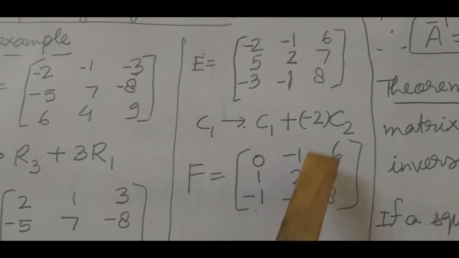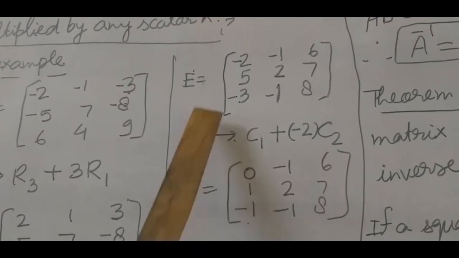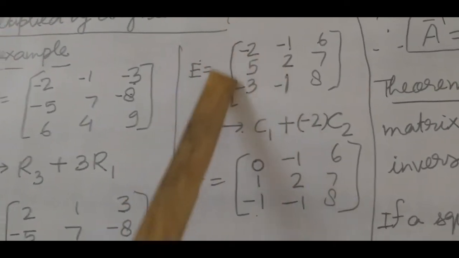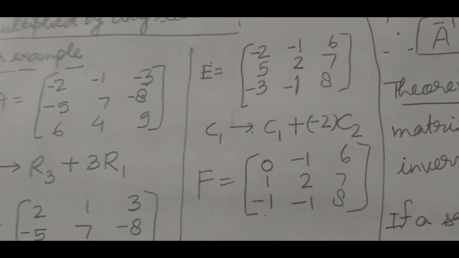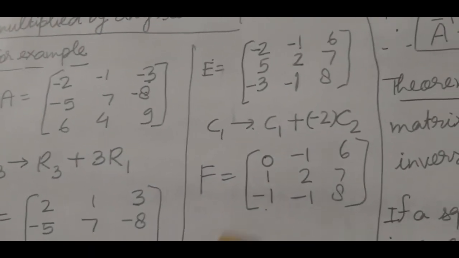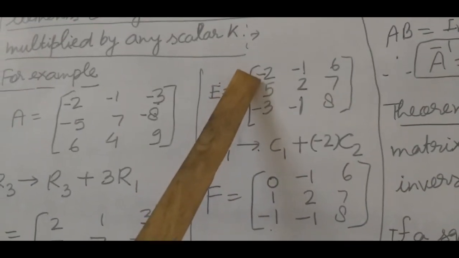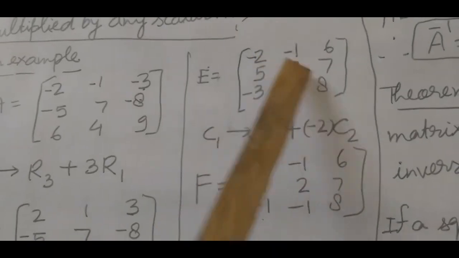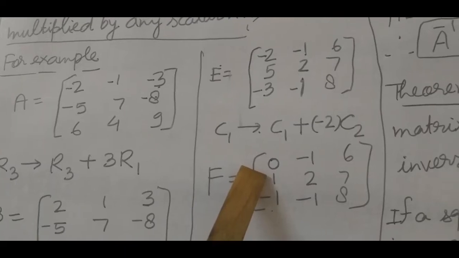Why are we doing this? Why are we using these operations, students? To make the value simplified. We can change the value according to our requirement. So C1 plus minus 2 C2. So students, you can see C1 value 2 minus 2 plus minus 2 into minus 1. So minus 2 plus 2, 0.